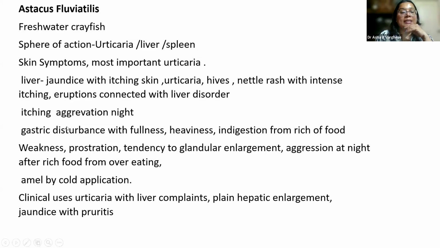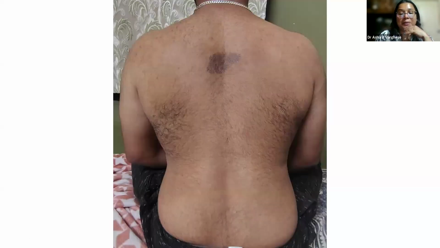Itching, aggravation at night. Gastric disturbances with fullness of the abdomen, heaviness of abdomen, indigestion from rich food. Weakness, there is prostration, tendency to glandular enlargement, aggravation at night after rich food from overeating, amelioration by cold application. This is another thing which I have seen in the child. He comes and he says that he's better by cold application. So Astac 30 was prescribed for this case.